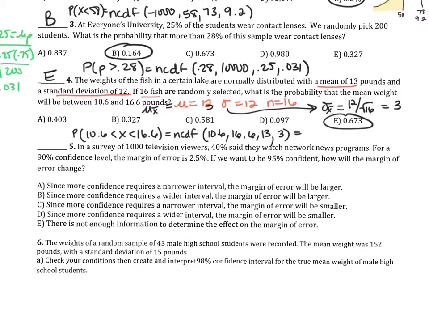Okay, and for number 5, in a survey of 1,000 television viewers, 40% said they watch network programs. For a 90% confidence level, the margin of error is 2.5%. If we want to be 95% confident, how will the margin of error change? Okay, so one thing that you need to remember that's very important about confidence intervals is that the larger the confidence, the larger the interval.